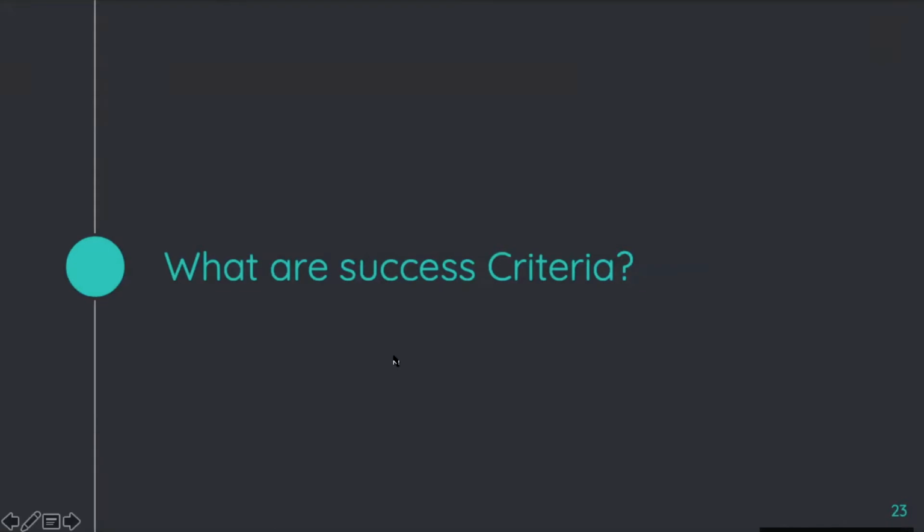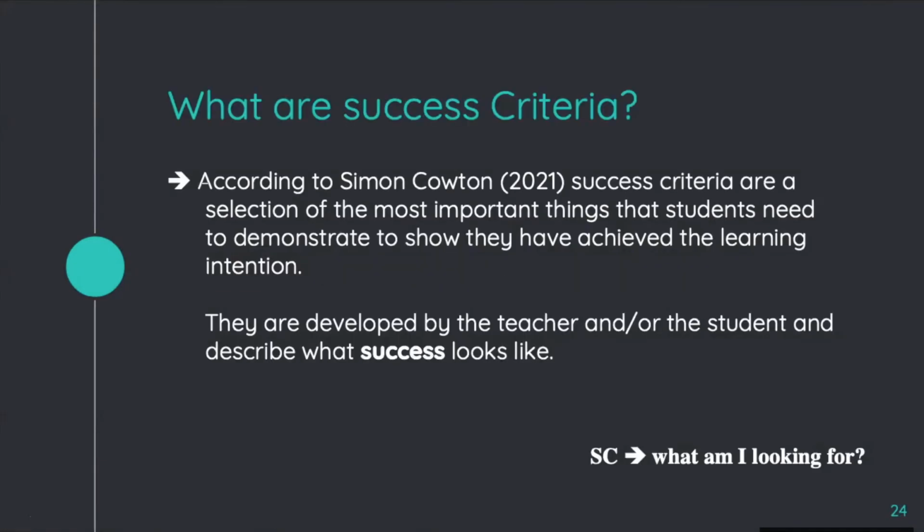We move to the success criteria. And this is something that we had with Simon. And I'm sorry for those raising their hands. I'm going to give you the word in a minute. Success criteria are a selection of the most important things that the students need to demonstrate to show they have achieved the learning intention. So as Miriam said, the success criteria are linked to the learning intentions.